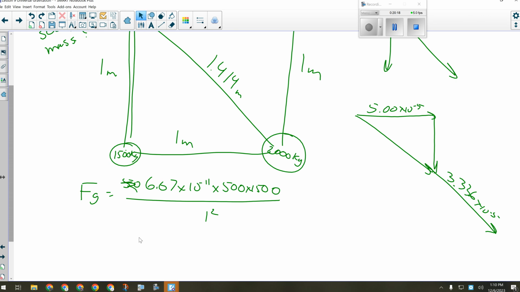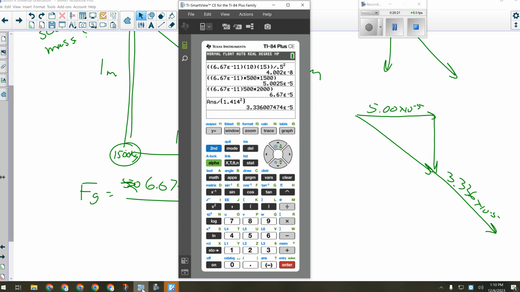Okay, so if I take this number, which is the force of gravity here, so if I take that, and okay, and it didn't give me a bracket, of course.